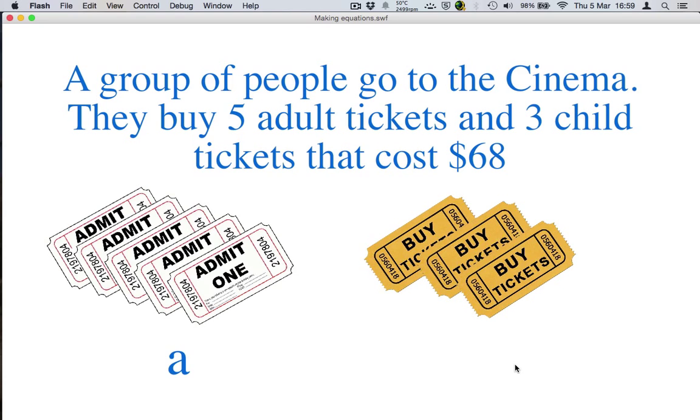So if we say that the cost of 1 adult ticket is A, the cost of 5 adult tickets will be 5A. If the cost of 1 child ticket is C, the cost of 3 child tickets will be 3C. And then the total cost of 5 adult tickets and 3 child tickets, when we add them together, must be 68.